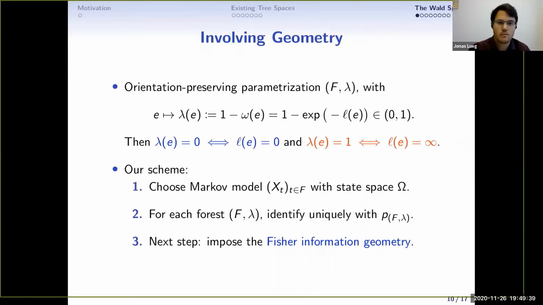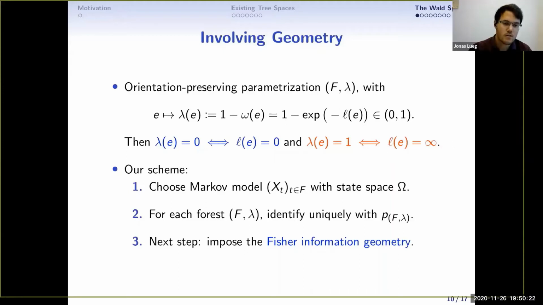Now, we want to involve geometry. And for that, we will do, again, a reparametrization. I always call it the Nye parametrization, because Tom Nye came up with it. It's just taking 1 minus the edge weights that we had in the edge product space. So then we end up with a number again between 0 and 1, but with a maybe more intuitive correspondence: when the weight is 0, that corresponds to the edge length being 0. When the weight goes to 1, that corresponds to the edge length going to infinity. So we have orientation preservance.